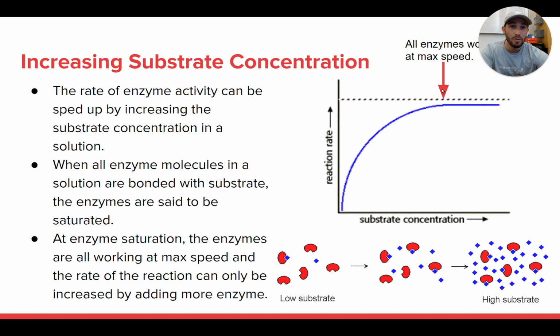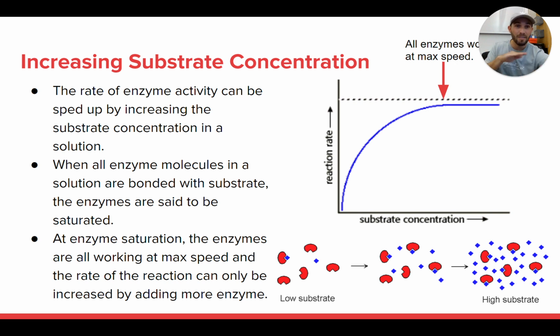Now, at this point, if you want the reaction to go faster, what you would do is just add more enzymes. So if you don't have enough workers working on this chemical reaction, these enzymes, the workers, just add more workers, and now you're going to have more enzymes that are able to bind to more of the substrate. So that will help the reaction go faster.